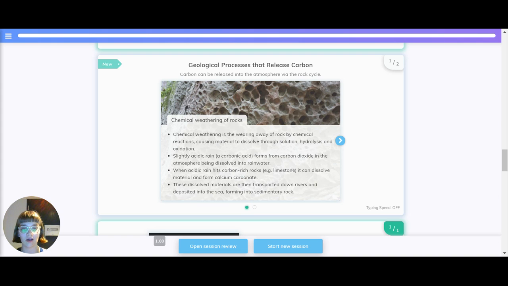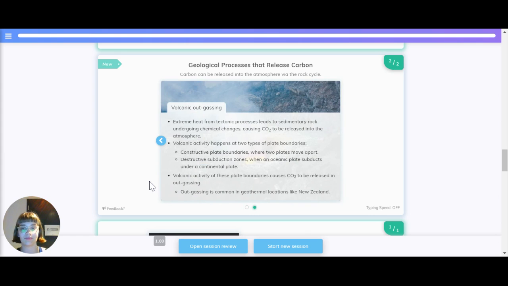Slightly acidic rain, a carbonic acid, forms from carbon dioxide in the atmosphere being dissolved into rainwater. When acidic rain hits carbon-rich rocks like limestone, it can dissolve material and form calcium carbonate. These dissolved materials are then transported down rivers and deposited into the sea, forming sedimentary rock.